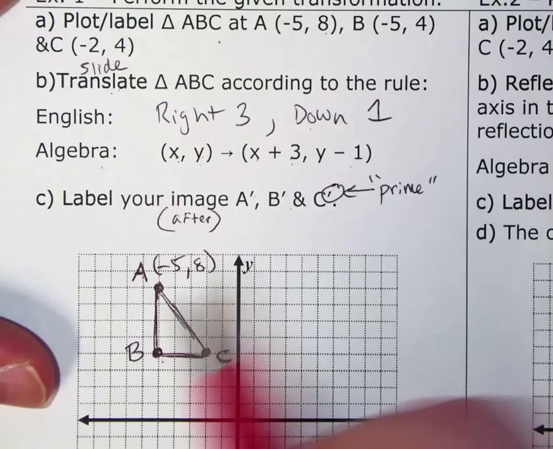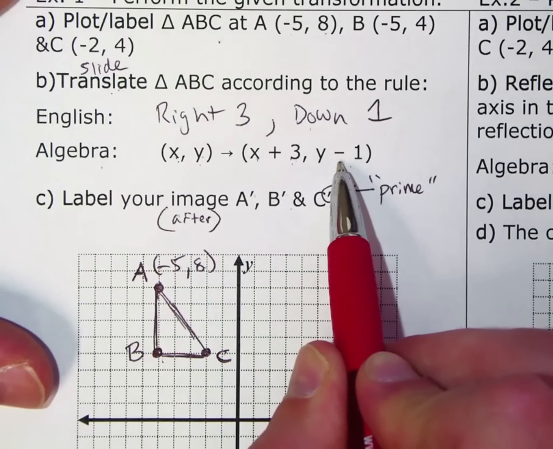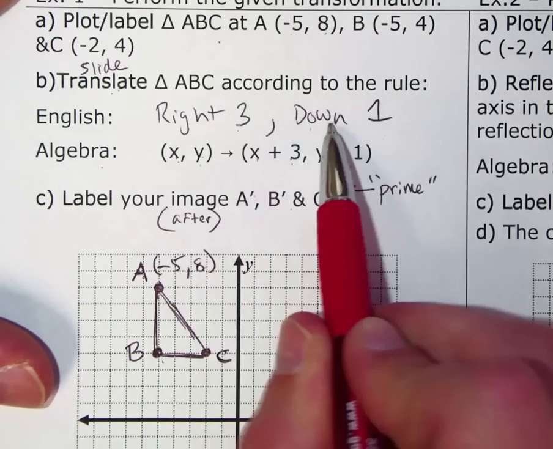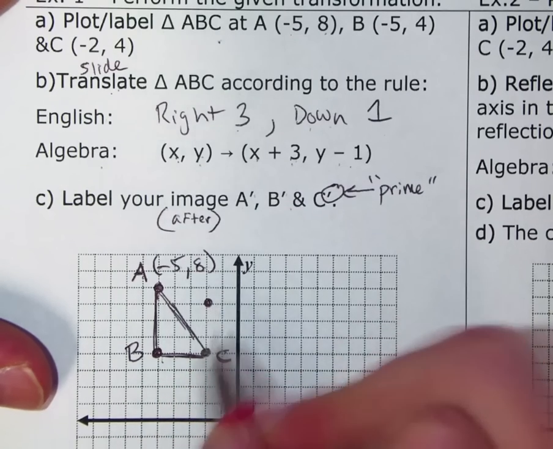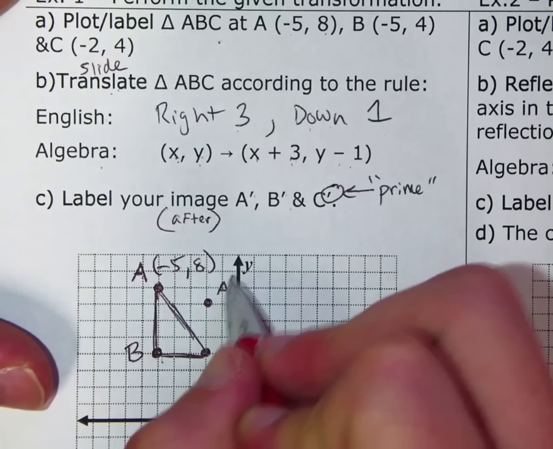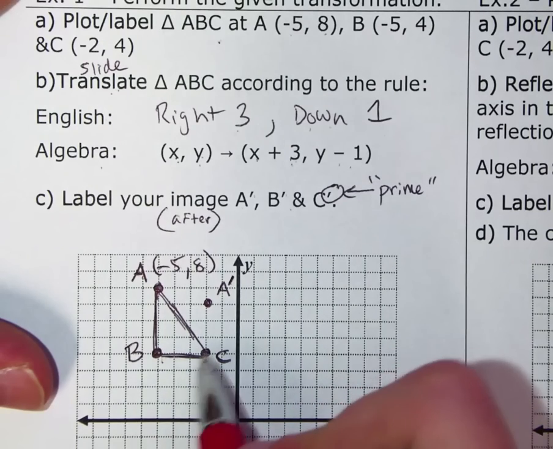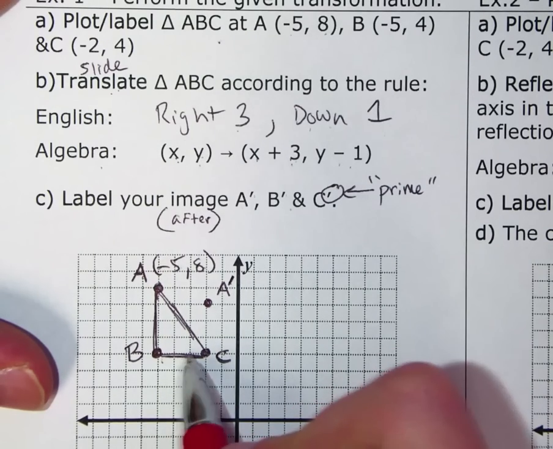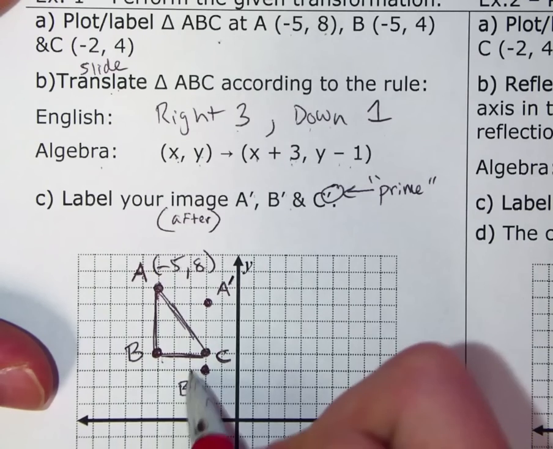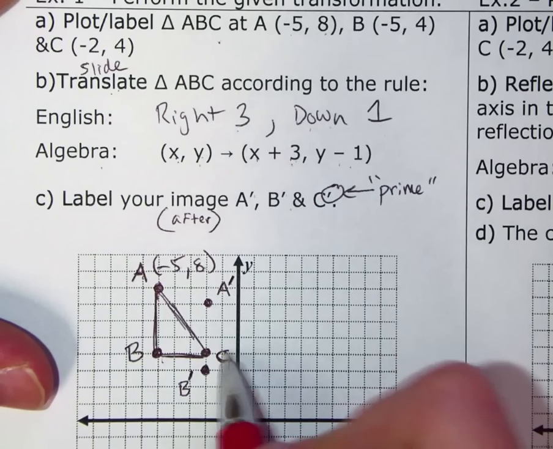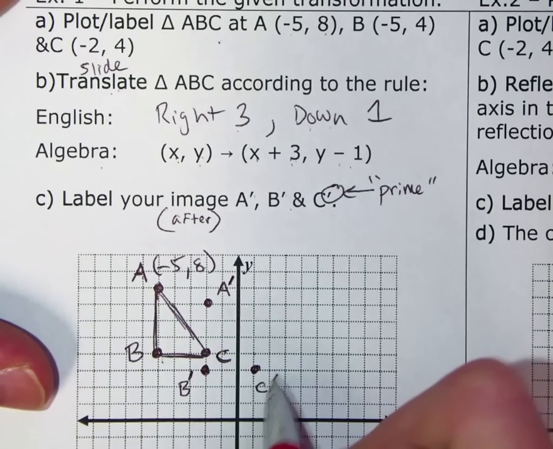So let's go ahead. Let's take A, for example, and let's add 3 to x and take away 1 from y. Or move it right 3 and down 1. 1, 2, 3, down 1. That right there is A prime. Do the same thing to every point in the figure. Over 1, 2, 3, down 1. There's B prime. So this one, 1, 2, 3, down 1. C prime.